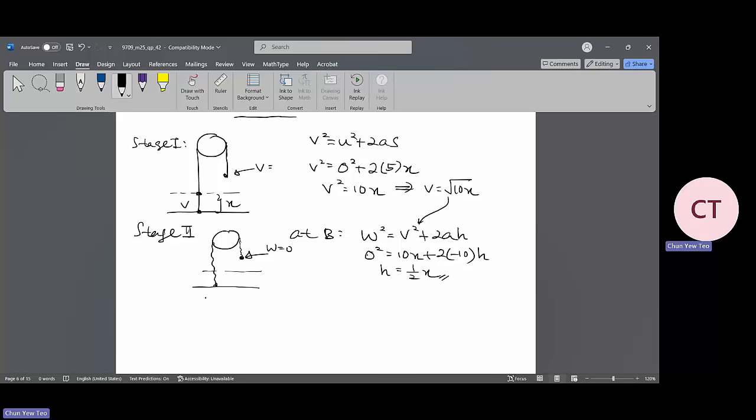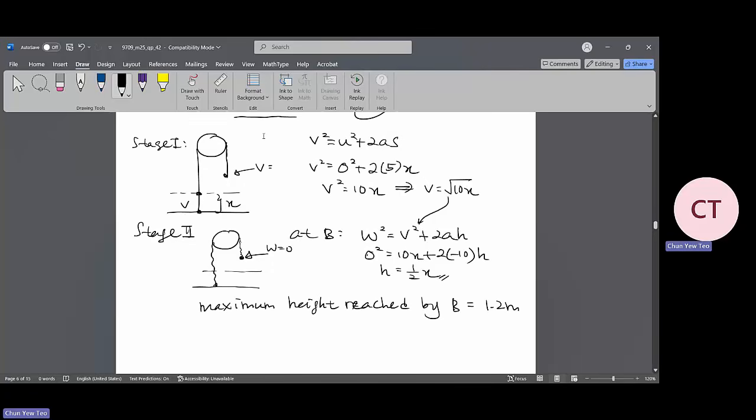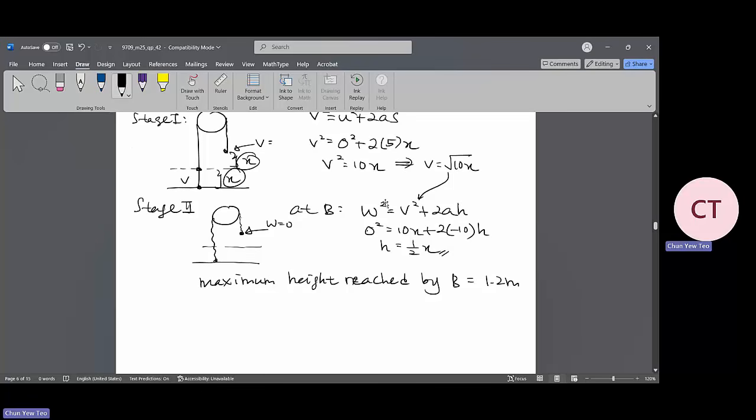So your total maximum height reached by B is 1.2 meter. Because in stage 1, B had already moved up 2x, so 2x plus half x is equal to 1.2 meter. Adding together, you get 5 over 2 x equal to 1.2 meter. So your x is 2.4 over 5, which gives you 0.48 meter. So done. This will be the answer for question number 4B.